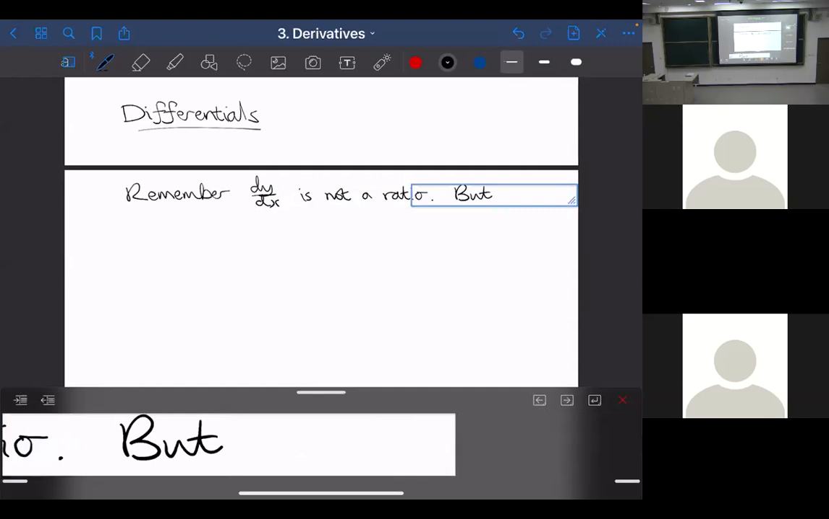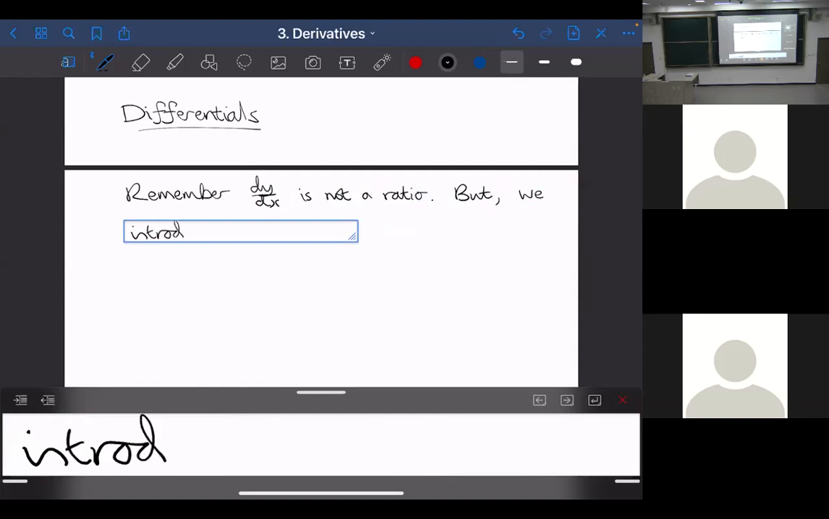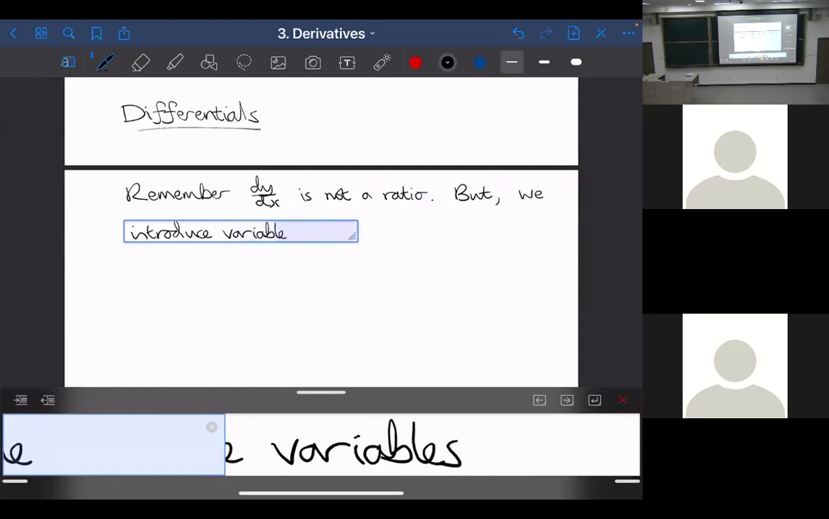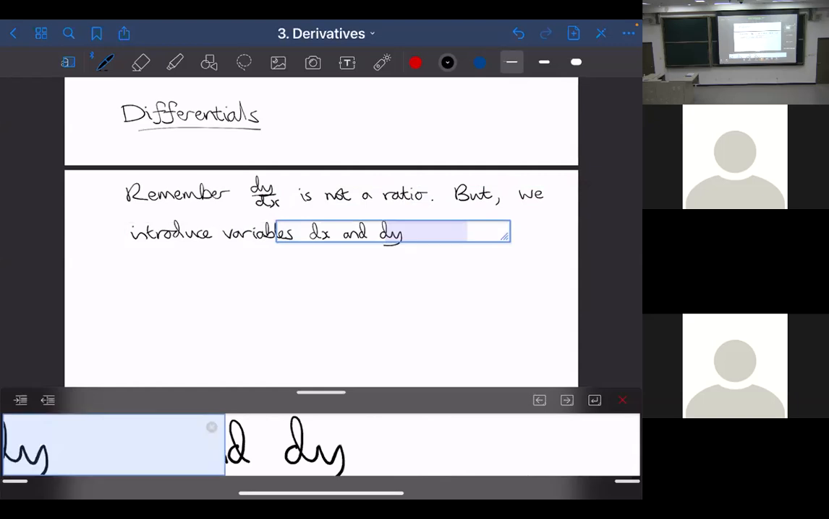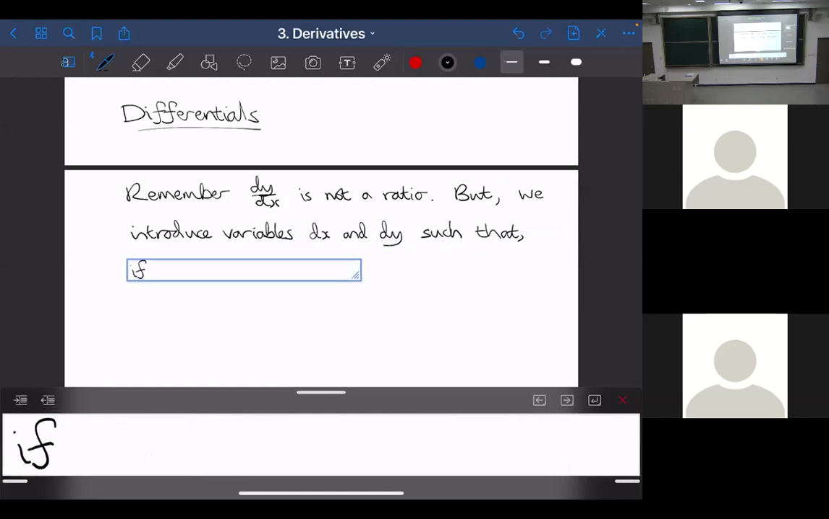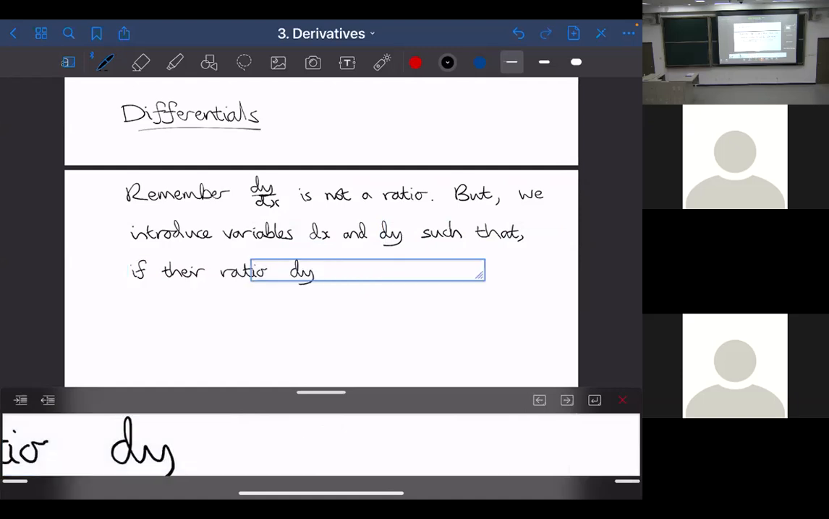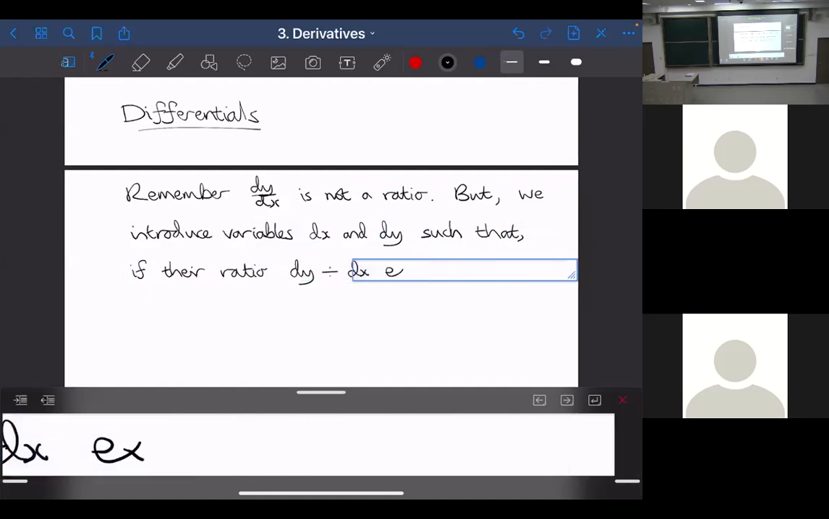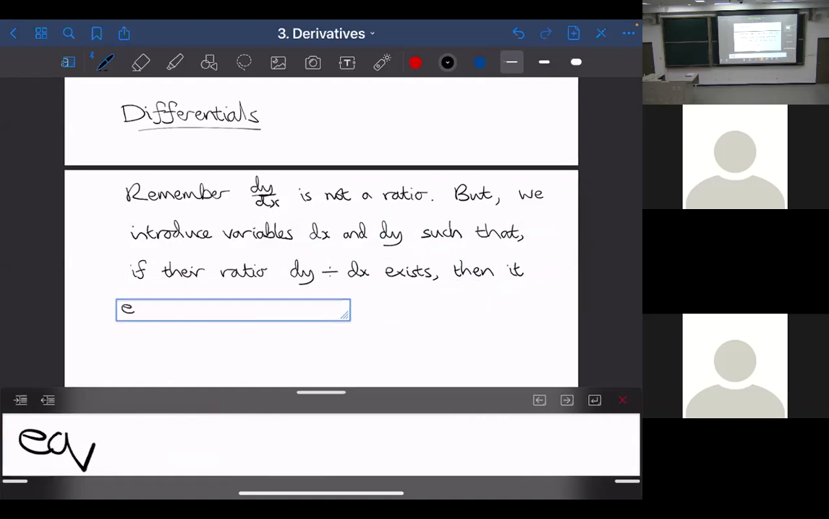But we do introduce variables dx and dy such that if their ratio, I'm going to be careful, so dy divided by dx exists, then it equals the derivative dy by dx.